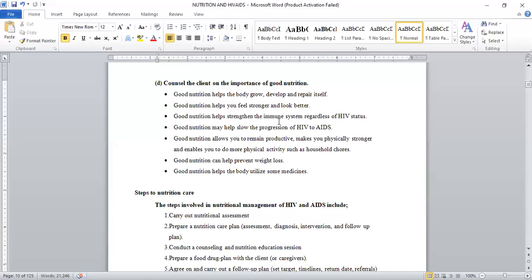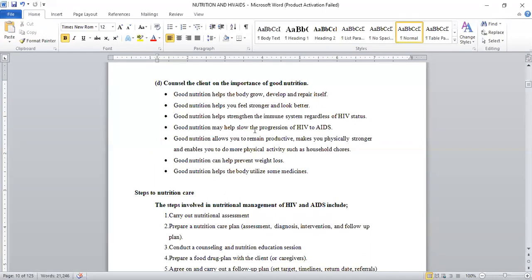Then good nutrition helps strengthen the immune system, regardless of the HIV status. Meaning, if the immune system is strengthened, they are not susceptible to very many infections. The body itself will be able to fight things like bacteria. For example, malaria, they cannot easily get it. Things like TB bacteria, the body can fight it. The pneumonia bacteria, the body can fight it. Meaning, they cannot just suffer from any disease that comes across their body. Their body can fight it.